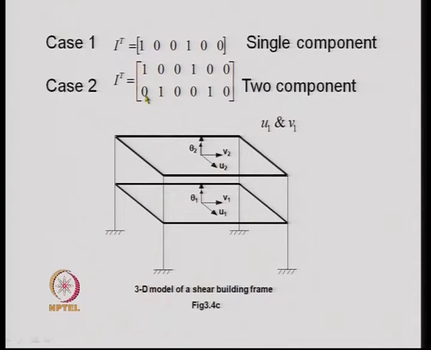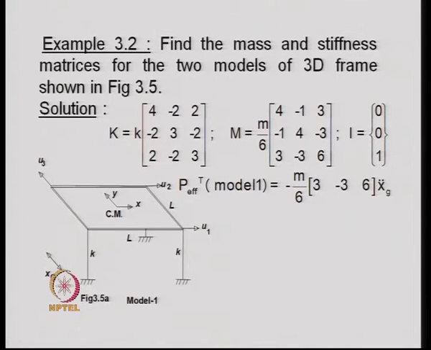Then for the second column, you will have 0 1 0. This one indicates the ground motion in the V direction. Okay. 0 here represents that there is no torsional ground motion. So, for the 3-dimensional frame, we see that we have it like this.